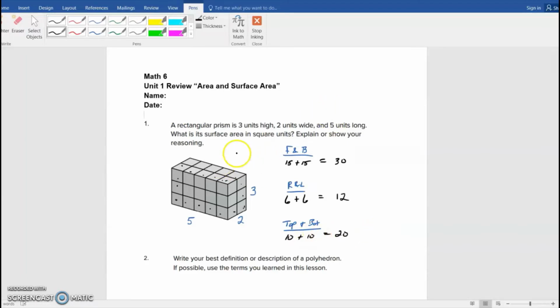And then the surface area is all 6 of these sides together. So again, here are the 1, 2, 3, 4, 5, 6 sides. I'll add those together. 30 plus 12 would be 42. And then 42 plus the 20 would give me a total of 62 units, since I don't have a label on there. And remember, those are square units since we're talking about area.